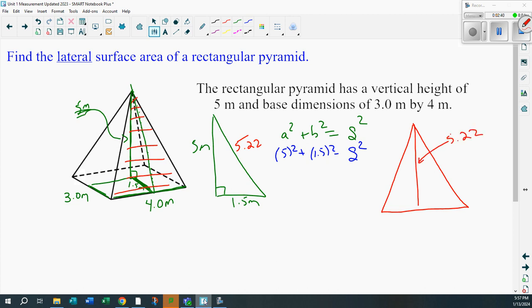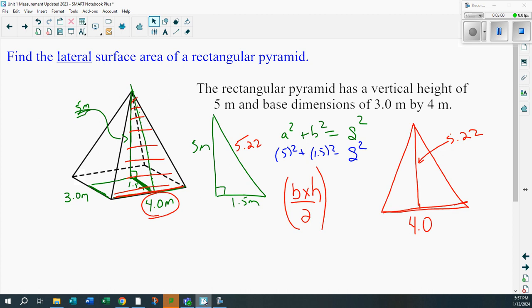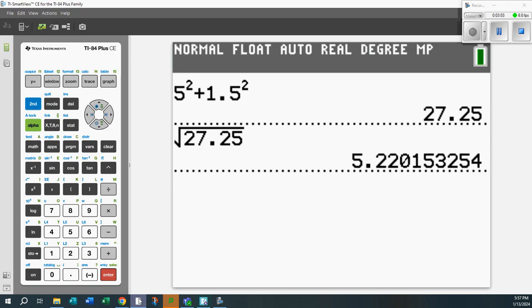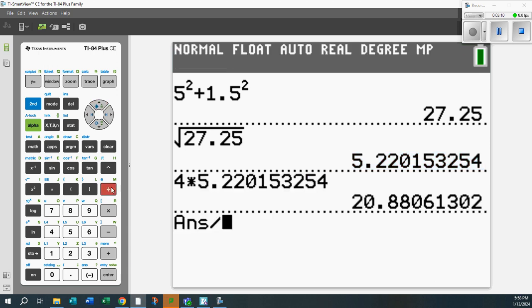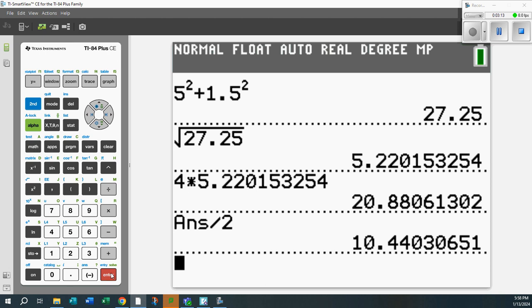We know now the base of this triangle, look at this base. This base is 4. So this is 4.0. Okay, so now think about it. We need base times height divided by 2 to give me this area. So base is 4 times the height, which is this. We're going to use the history button. Boom. And we're going to divide that by 2, okay? That gives us each one of those triangles, front and back, is 10.44.